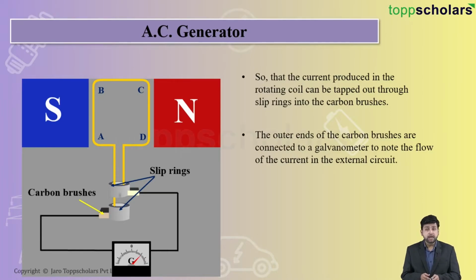The outer ends of the carbon brushes are connected to a galvanometer to note the flow of the electric current in the circuit.